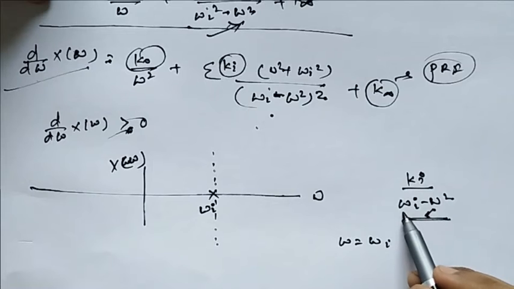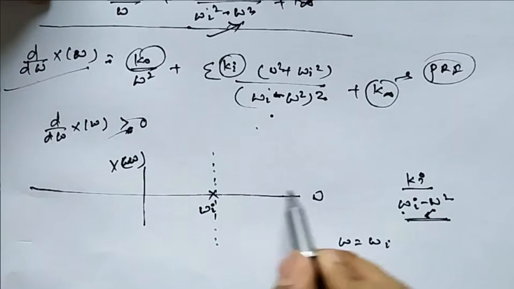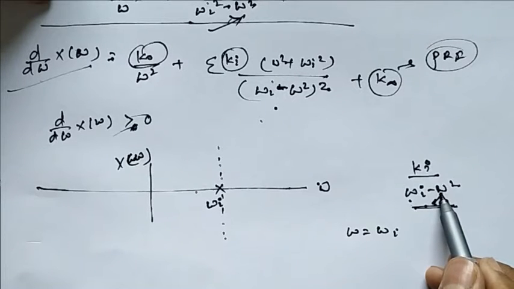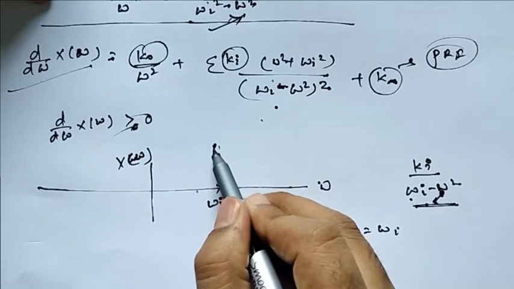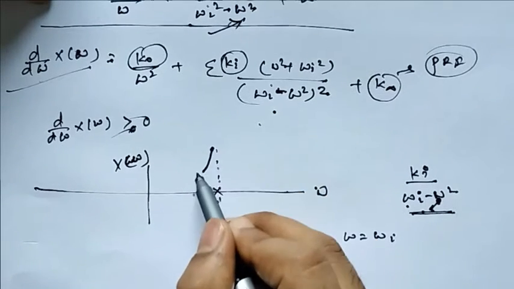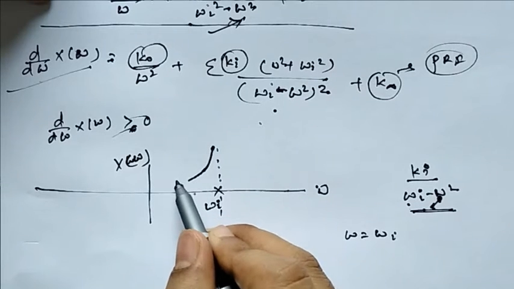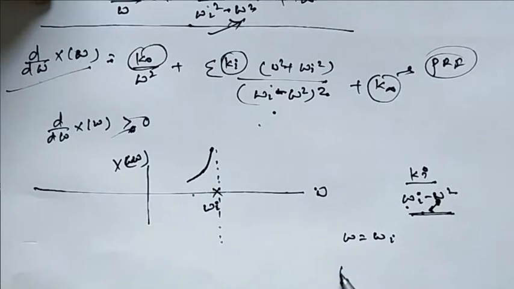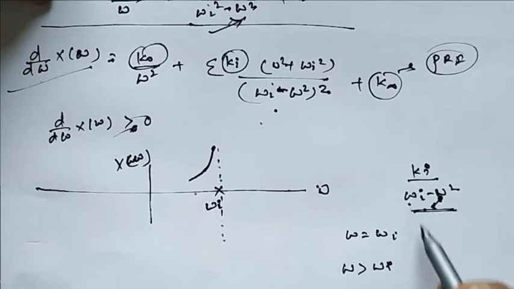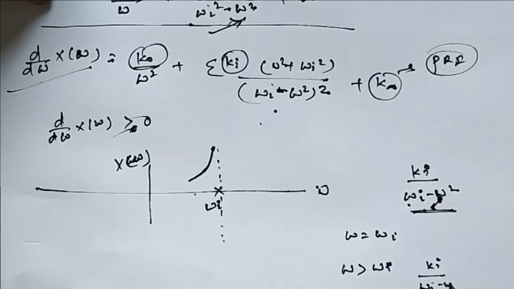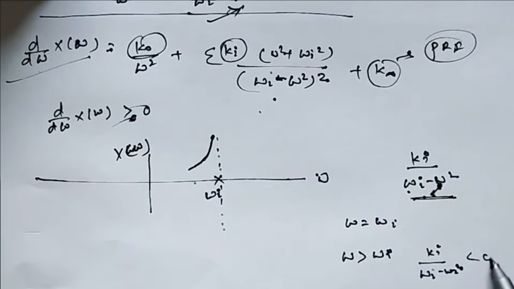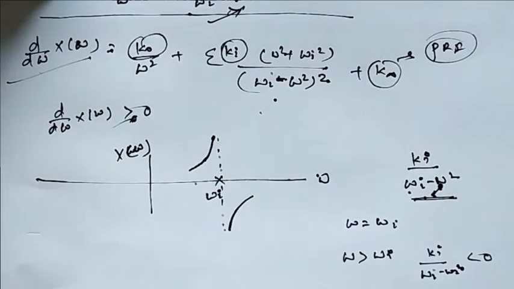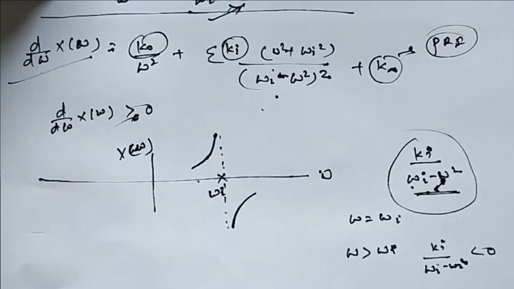Now if omega is less than omega_i, the function is positive, it will be of this kind, because at omega_i it will be infinity and it is positive, meaning the upper half. And the second case, omega is greater than omega_i, the function k_i by (omega_i minus omega squared) is going to be negative, meaning it will start from negative infinity and come to 0. So this kind of function we will be getting here.